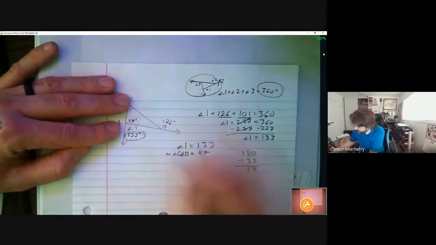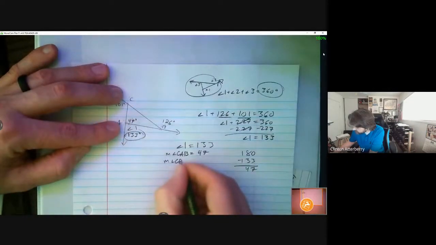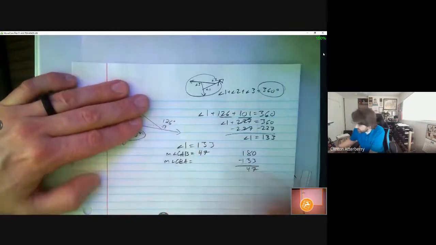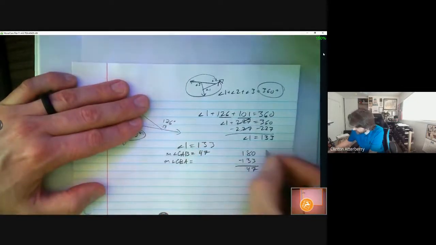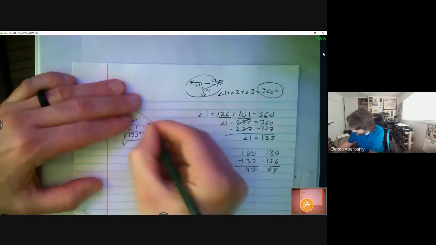Let's do the next one. Let's call it CBA. 126 plus that angle is going to add up to 180 again. So the shortcut, like I was just mentioning, would be 180 take away the 126, and what's left over is 54. So that would be 54 degrees.